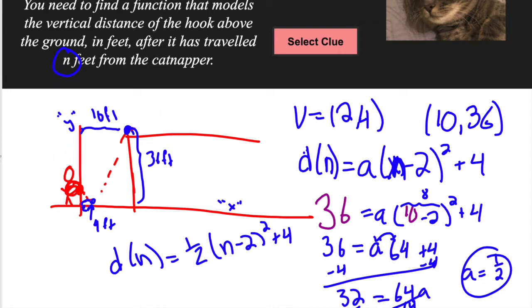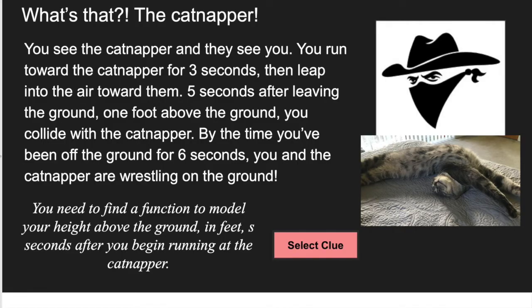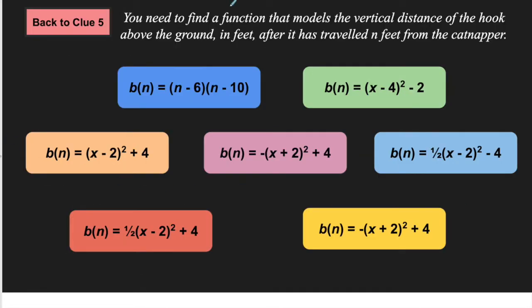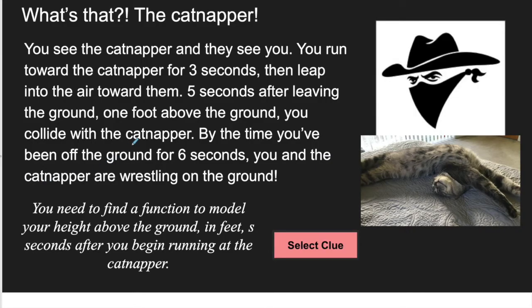All right, I'm excited. I think we're going to get this guy. And by the way, in this last one, I believe it is right here, (x minus 2) squared plus 4. Okay, so we've got him almost.